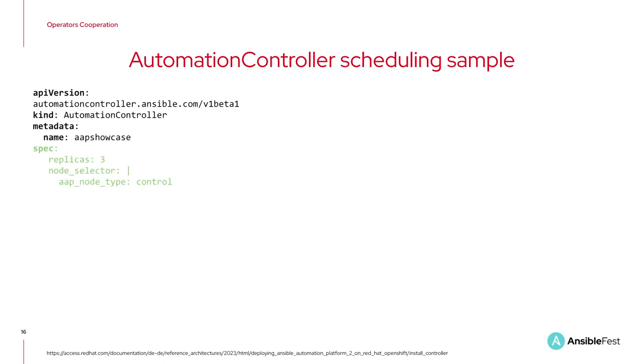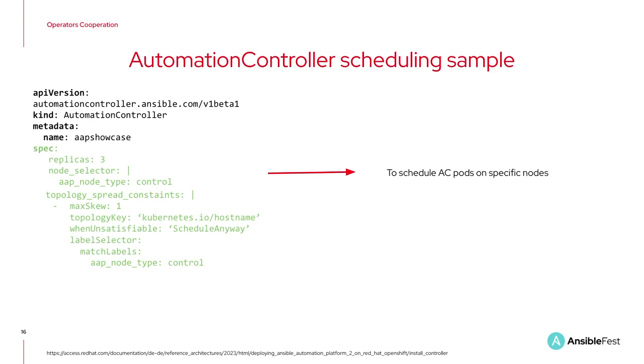Then how do you handle advanced scheduling? You can use a node selector to specify on which nodes you want to schedule them. Maybe you have a big OpenShift cluster, but only some nodes are authorized to run AAP. So you can do this, to schedule the automation pods on specific nodes.